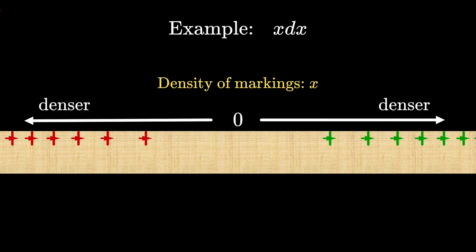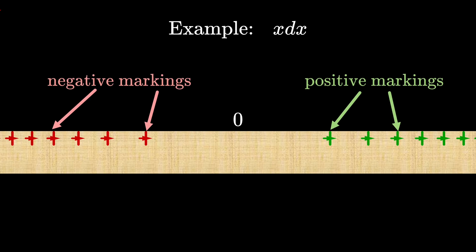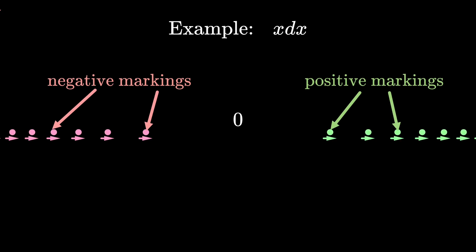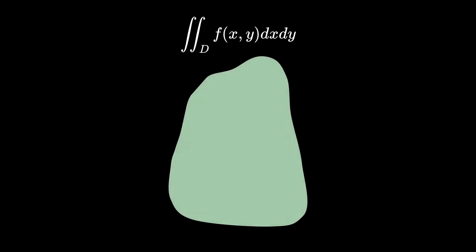The difference is that on the positive side, the tick marks are positive, colored in green. But on the negative side, they are negative, colored in red. For consistency with later parts of the video, we reduce each tick mark to a dot. With that, let's generalize to a two-dimensional integral, where we integrate a function over a two-dimensional region D.